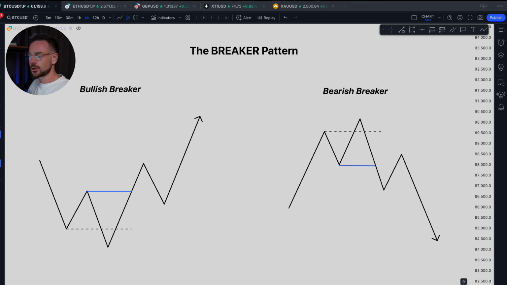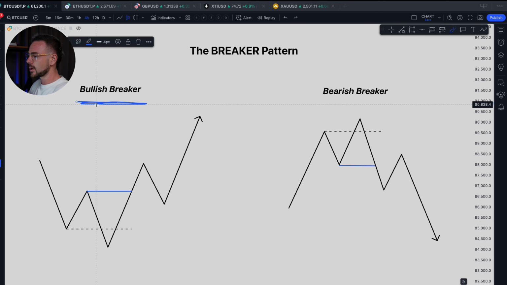Now, I'm not only going to show you the pattern and what it looks like, I'm going to explain to you exactly what the pattern means. We know that price on a price chart is showing us price's journey over time, and that really paints a picture and tells us a story, and we need to understand what that story is telling us. So let's get started. First, let's have a look at the bullish breaker example, and we'll look at the bearish breaker in a second.